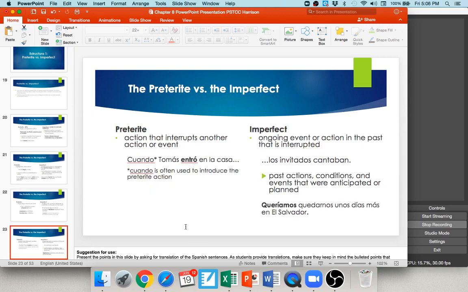Okay, some more examples for you for preterite and imperfect. This is my favorite part, okay? The preterite is the action that interrupts another action or event, whereas the imperfect is usually an ongoing action in the past that is interrupted. So I like to think about horror movies. I don't know if you guys like to watch horror movies or not, but there's always a dumb blonde in the horror movie, and she's always doing something stupid, like there's a noise in the basement, let me go see what it is. So I like to use a horror movie example to explain this. So when the dumb blonde was walking down the stairs, the killer snatched her, okay?